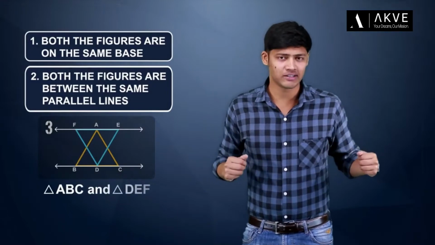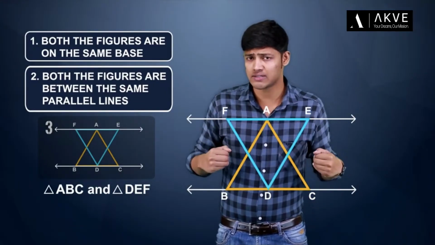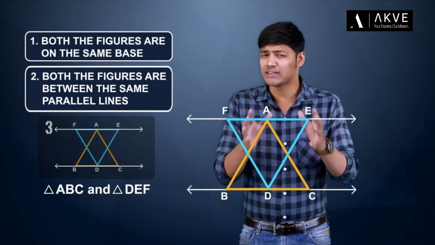In the third figure, there are two triangles ABC and DEF. These two triangles are between the same parallel lines, but they are not on the same base.